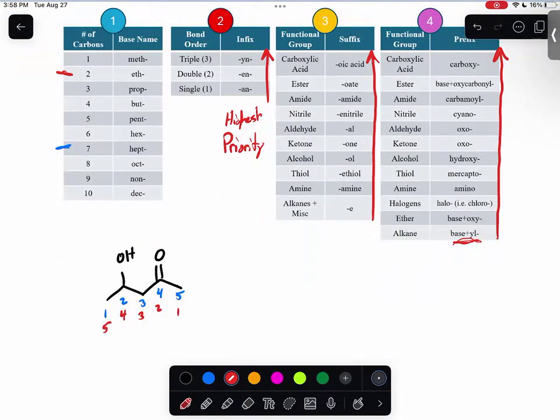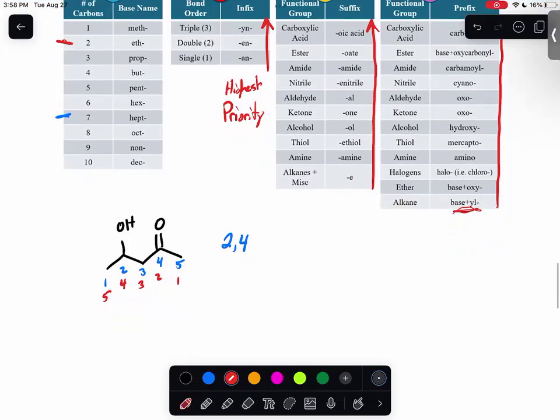So we're looking at what we can give the lowest number, but we see that in the situation of the blue chain, we have something on carbon 2, we have something on carbon 4. In the red chain, we have something on carbon 2 and something on carbon 4. So we have to ask ourselves, who wins in terms of taking the numbers? And that has to do with our priority up here.